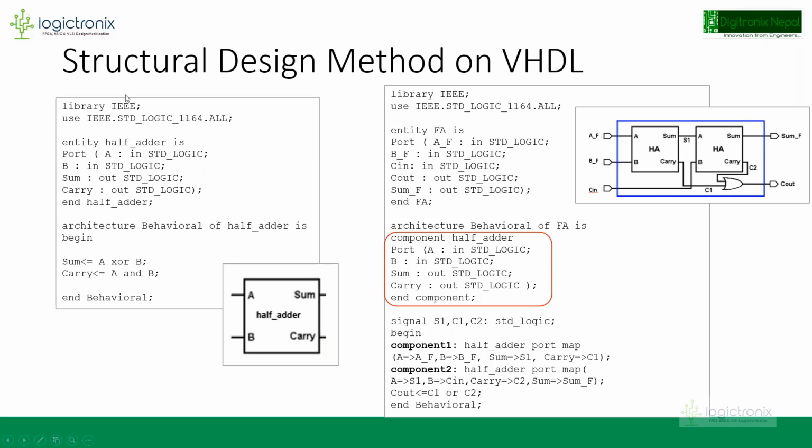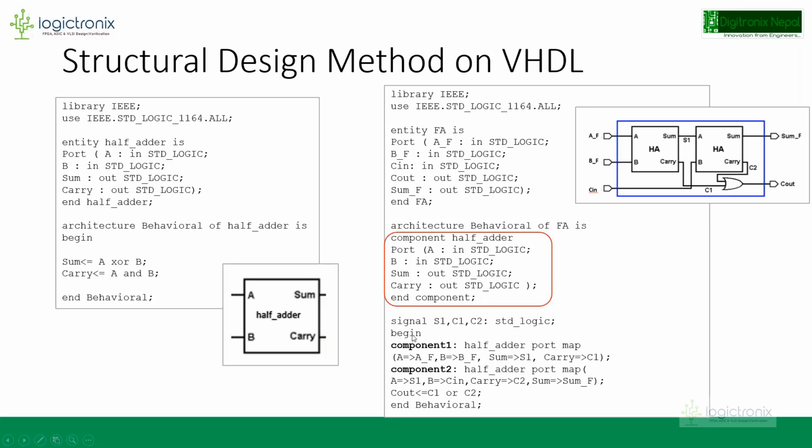So we need to call the entity of the half adder inside the full adder. We just take this entity from entity to end entity of the half adder and paste it here, and we just rename it as component. So entity is renamed as component and the module name is half adder as usual, and all the ports are the same, and we close with end component. So this is the component declaration section. After that we have the begin. Let's just forget this signal line for now.